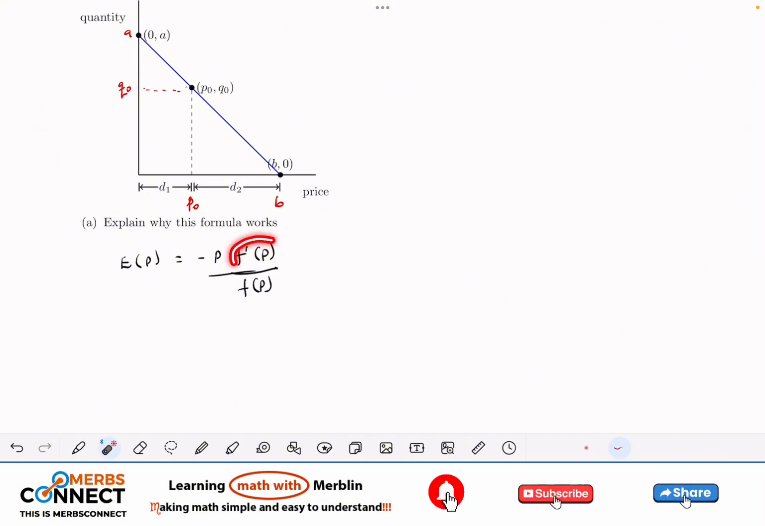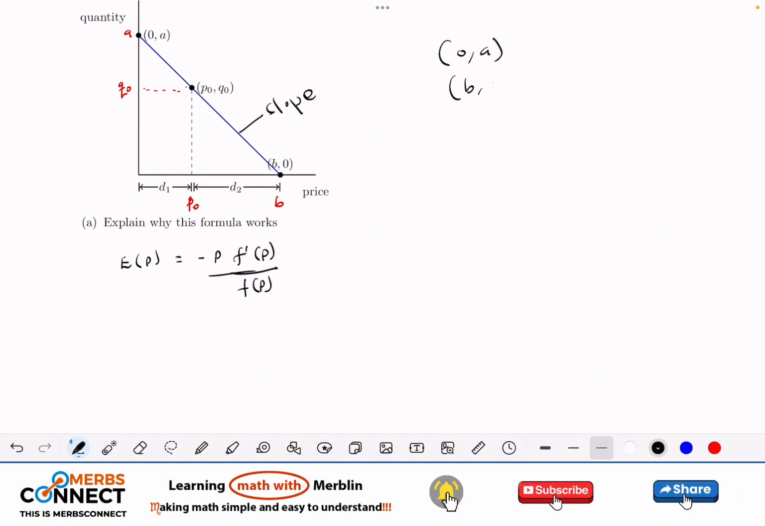Now, what is F prime of P? F prime of P is actually the slope, right? So we need to look for the slope of this line. What are the 2 points on this line? The 2 points on this line are this and that. So we have one coordinate 0, A, another one B, 0. So how do you find the slope? Slope is equal to change in Y over change in what?